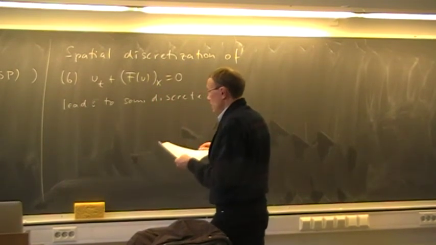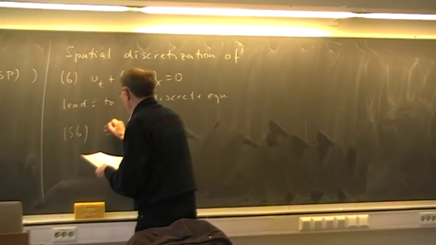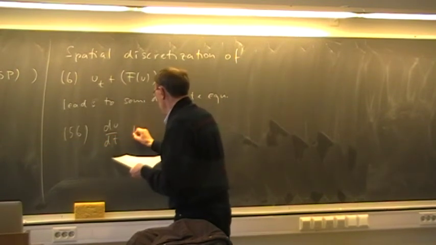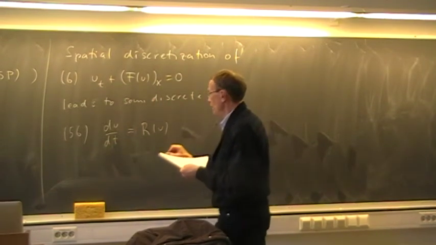That looks like that. That we have a time derivative of u, and u is now our vector containing all our unknowns. And on the right hand side we have what we call the residual.